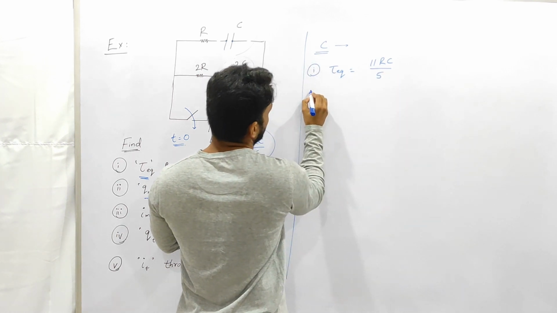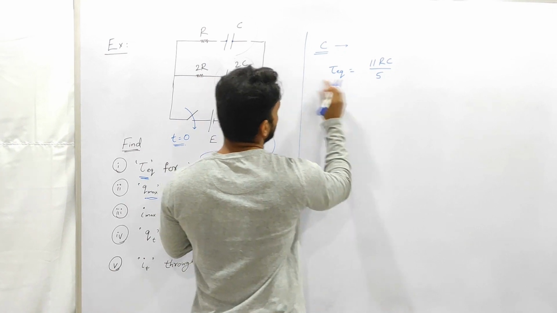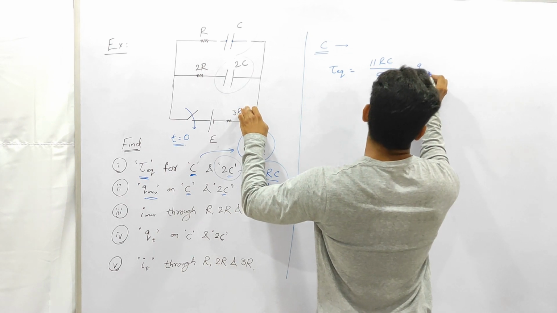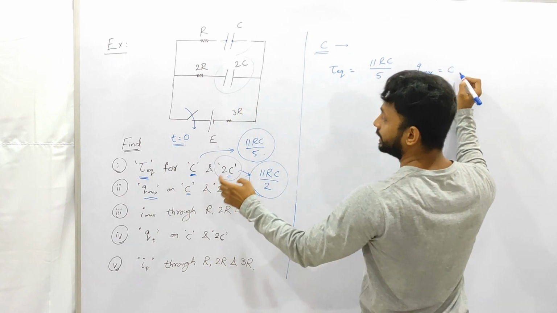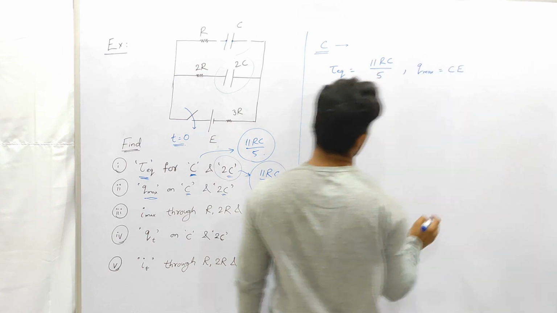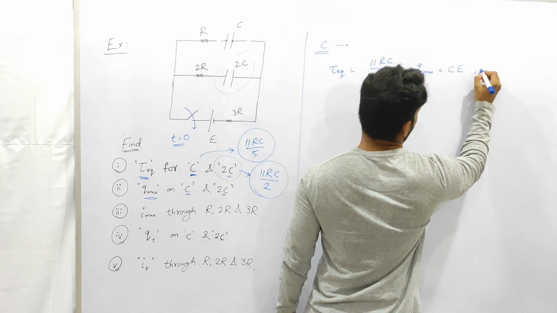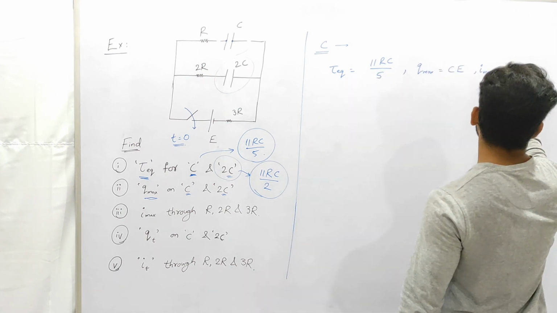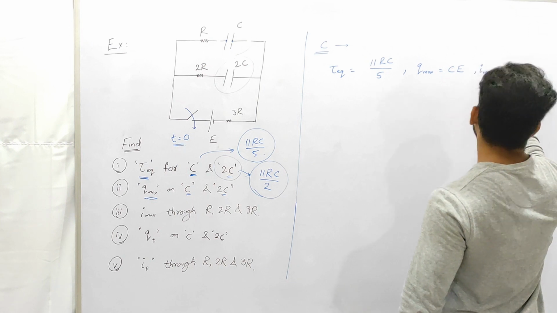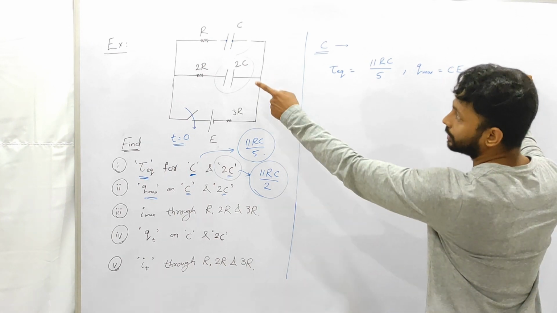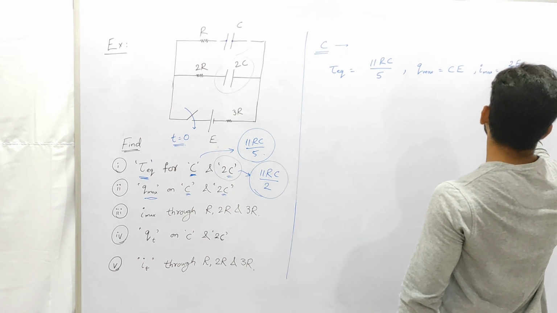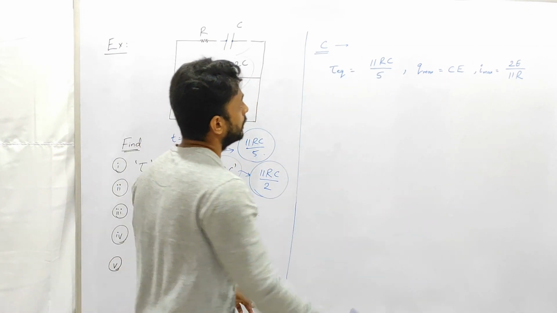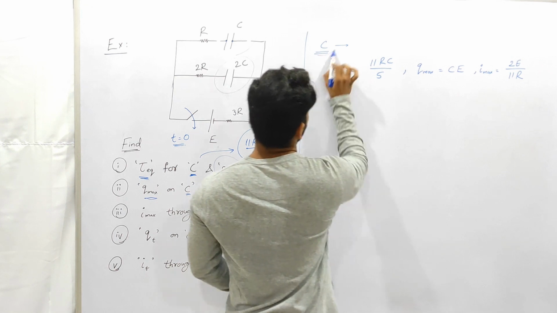The tau equivalent we got. The next thing is we need to find what is the Q max on that. Q max on that C comes out as C into E. And we also got the I max. What is that I max? It is E by, across C, it came out to be 2E by 11R. That's what we got. Now we have the tau equivalent, Q max and I max for the C.